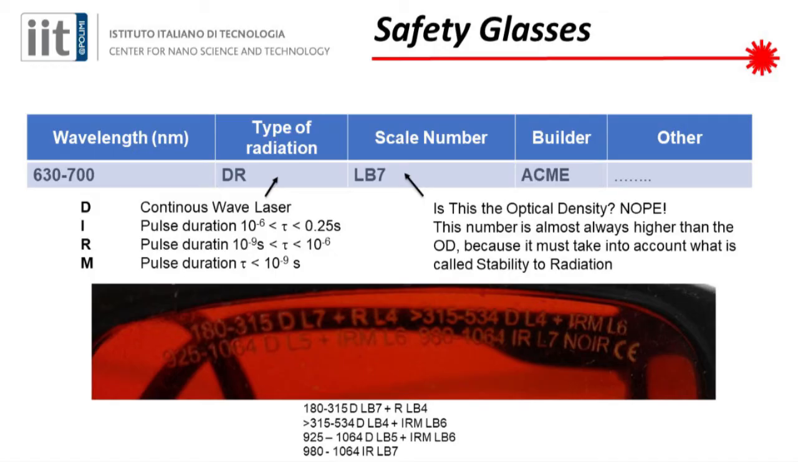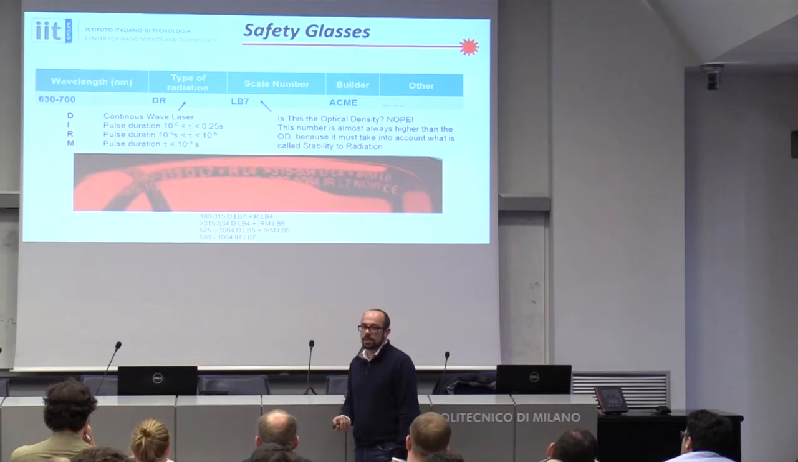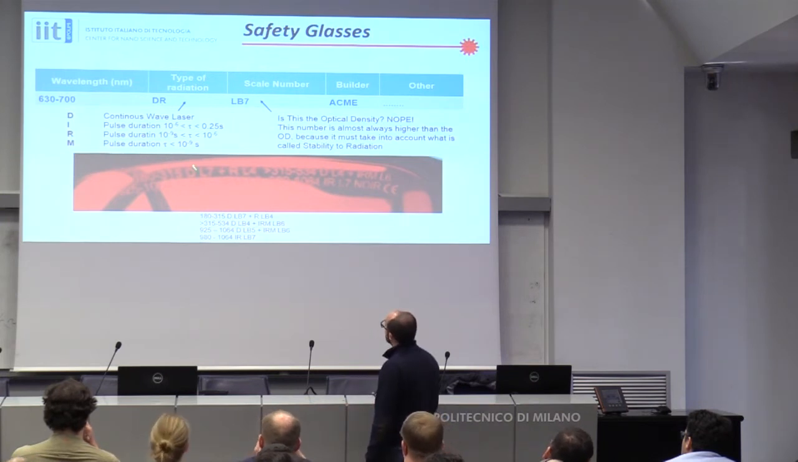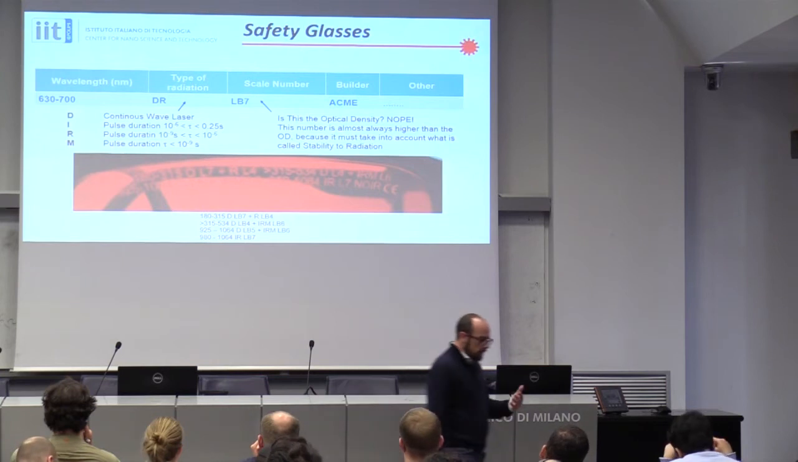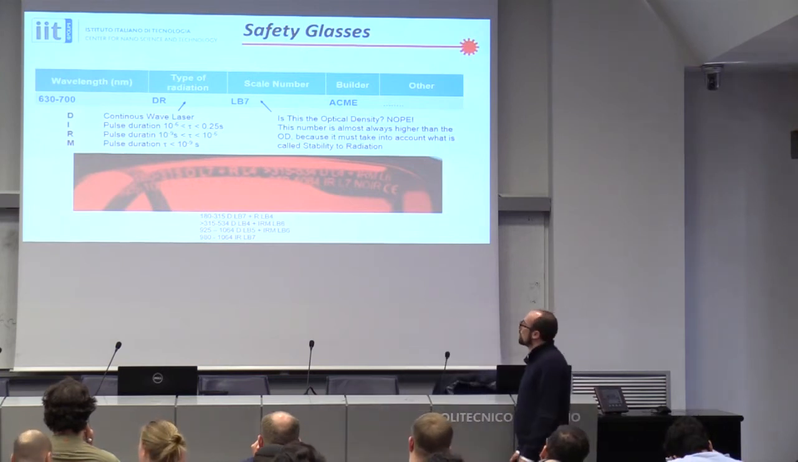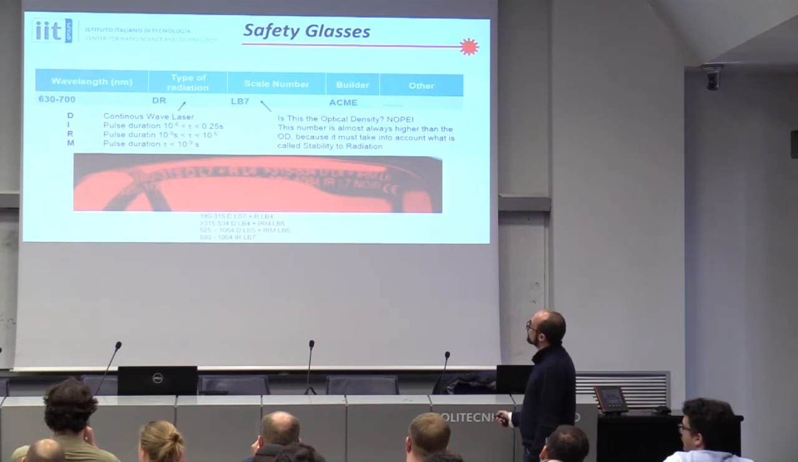Now, since you're probably going to use them, or in any case you're going to be asked to use them, let's have a look at laser safety glasses just a bit, to understand what's written on them. You're not going to see it here, I'm sorry about this, but it is reported here, okay? On every safety glass that is certified, you're going to find something like this. And let's try to interpret it.